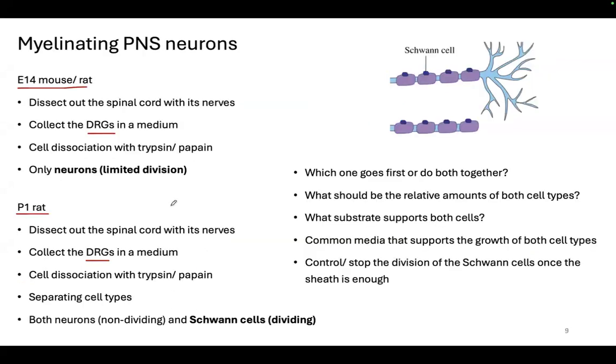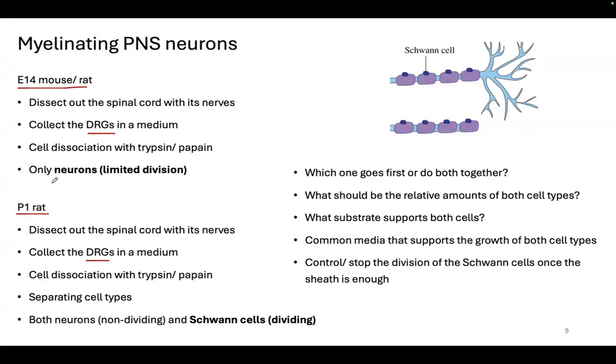So if you want to study that, what you can do is take embryonic neurons and take postnatal Schwann cells and mix them together. Now, when you want to mix them together, do you mix them both together? Do you add one versus the other? How much of each do you add? What substrate do you use? What should be the medium that you use?